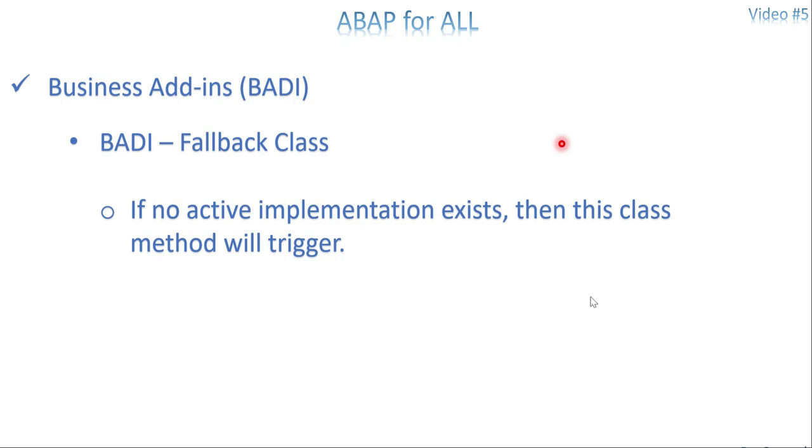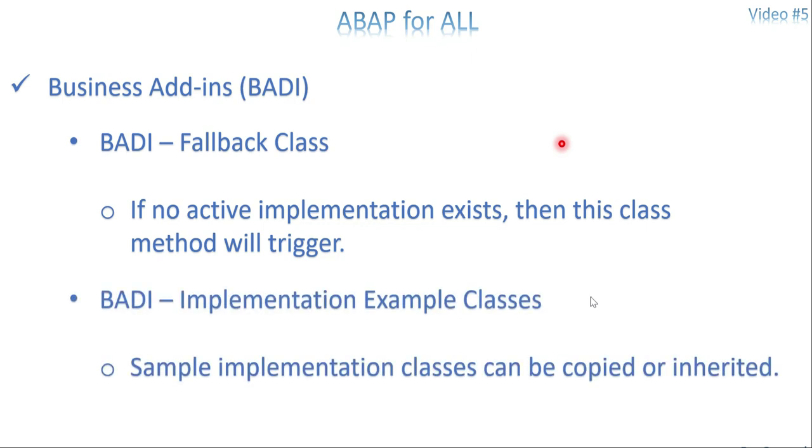To avoid those things, they included these options. It's called fallback class. If there is no active implementation for a BADI, then this will trigger. Another one is implementation example classes. These are classes available in most of the BADIs. It's nothing but a sample implementation.